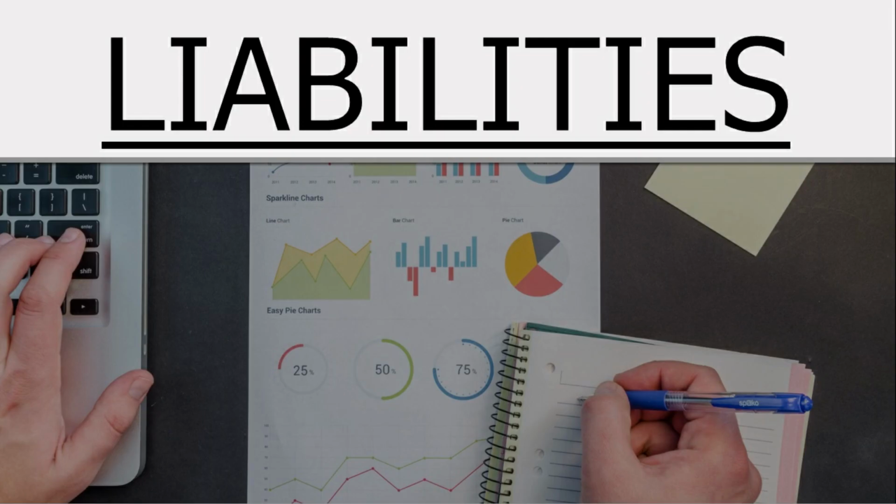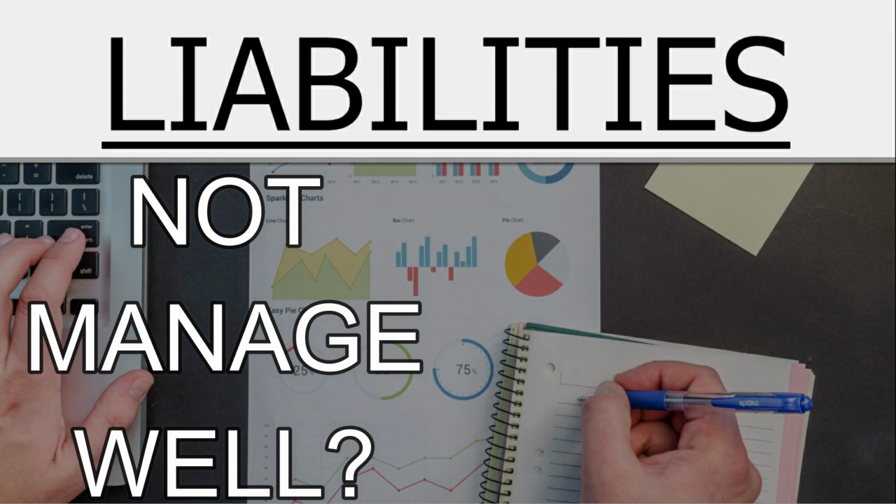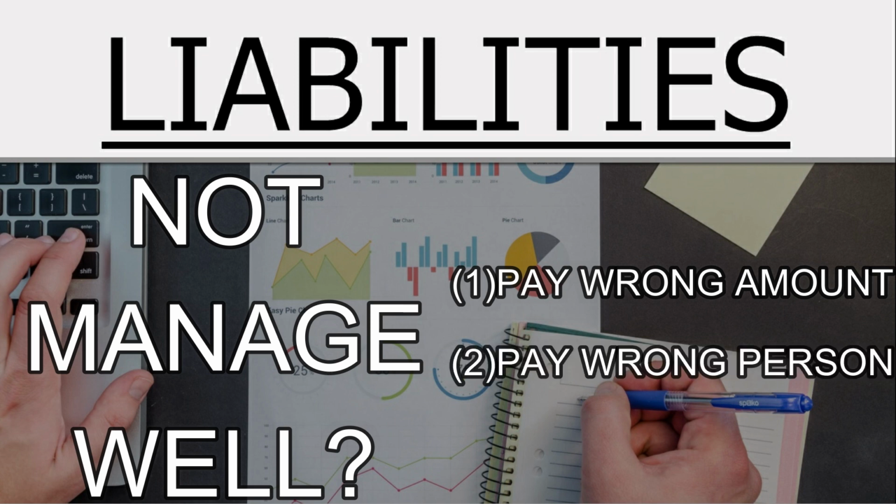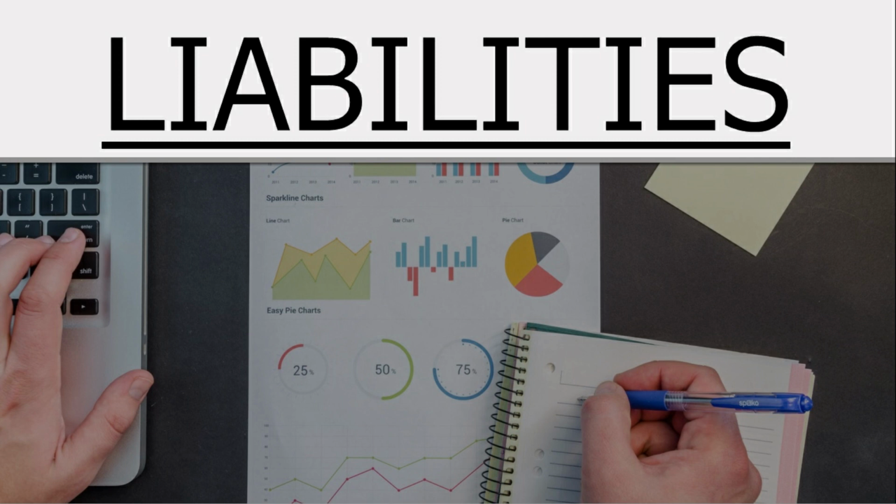Just like assets, we need to have a specific breakdown of liabilities in order to manage them well. We all know that liabilities are financial obligations, right? Now what will happen if we don't identify clearly our debt? One scenario would be you'll end up paying the wrong amount. Worse, you'll end up paying the wrong person. We need to manage liabilities well so that they will not haunt us in the end.